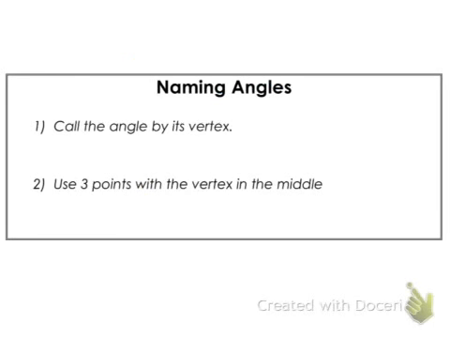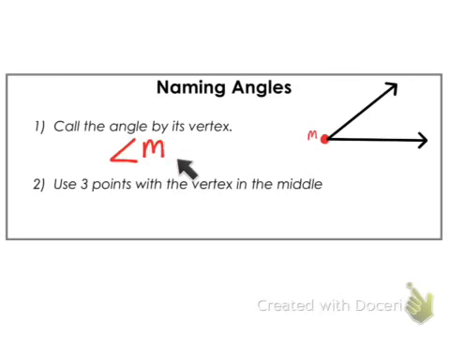So how do we name angles? First, we can call the angle by its vertex. Let's draw an angle. We have our vertex, and then we have our two rays. If you have to identify the angle out loud to somebody, or describe which specific angle you're talking about, you can call it by its vertex. If the vertex has a label M, we can call this angle M. This is how we write or identify an angle that you see on paper: angle M. You draw an angle and write down the letter of the vertex that you are speaking of.